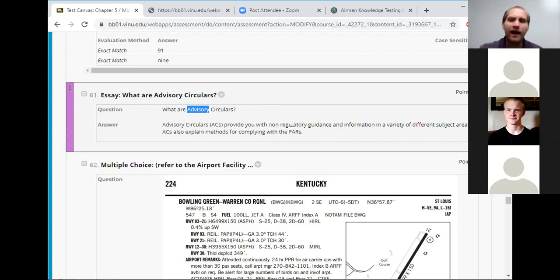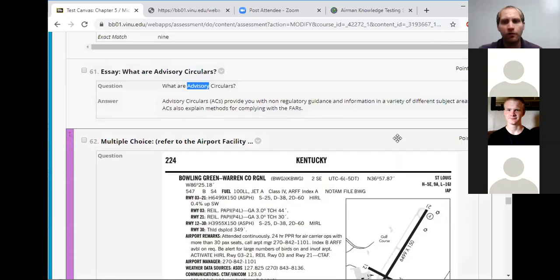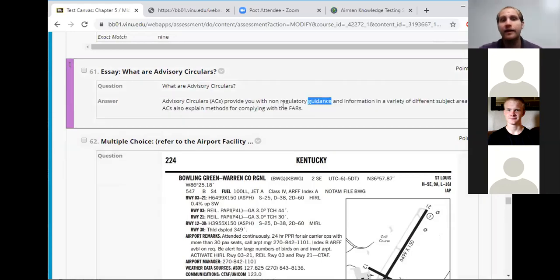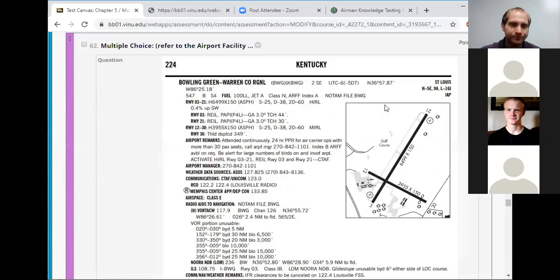So I had a lot of confusion here with some of the answers. I gave partial credit where possible, but there's a lot of y'all that got full credit as well. Advisory circulars. So when you're trying to take the real written test, remember, non-regulatory guidance. Advisory circulars, it's good advice, good guidance, non-regulatory guidance.